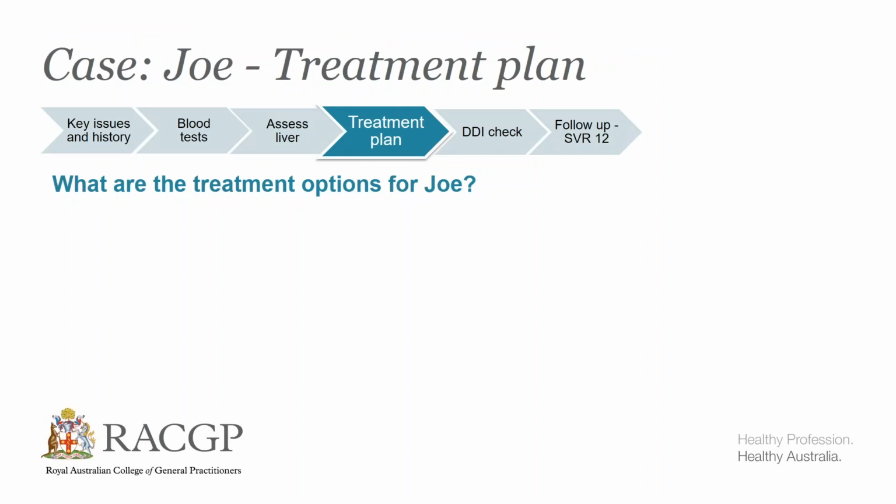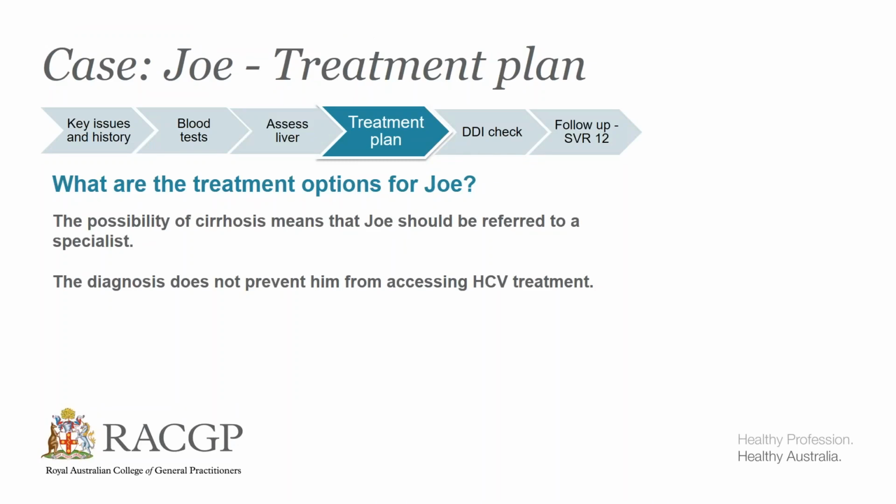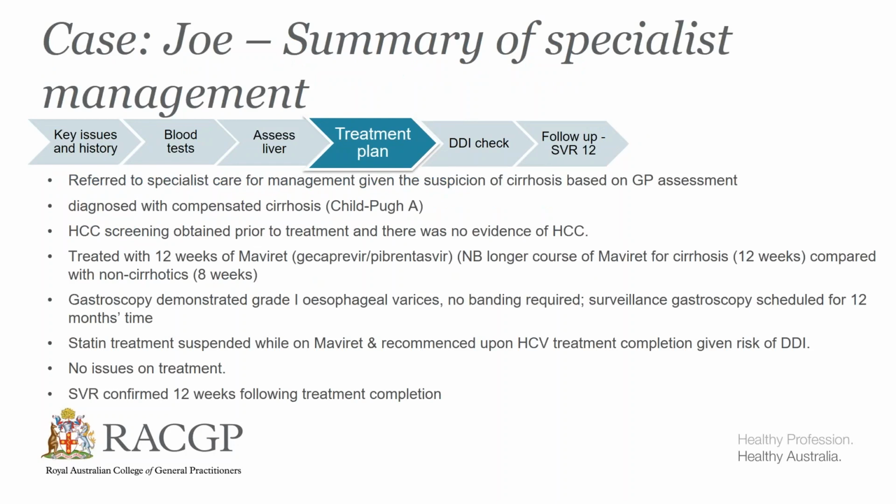So the treatment options for him: he should be referred to a specialist, and that doesn't mean that I just go, okay, great. He's got a lot of other comorbidities, and it'll be important that I see him regularly too, to keep his diabetes under control and other things, and assist with adherence and referrals and things. But let's see what happened to Joe.